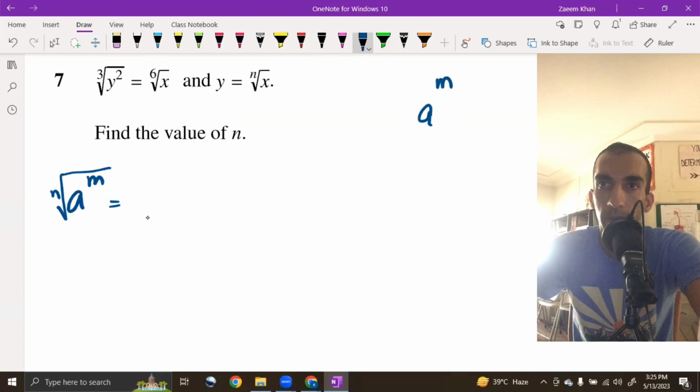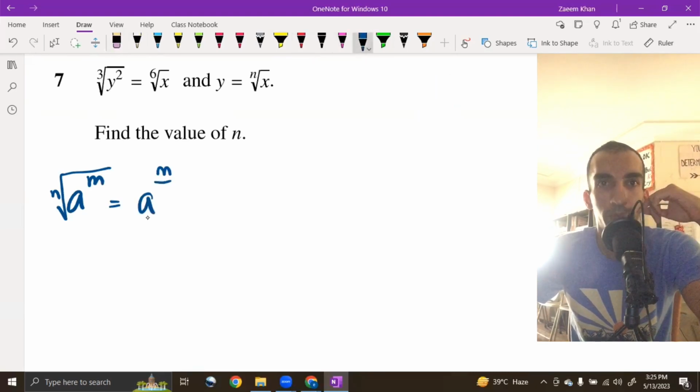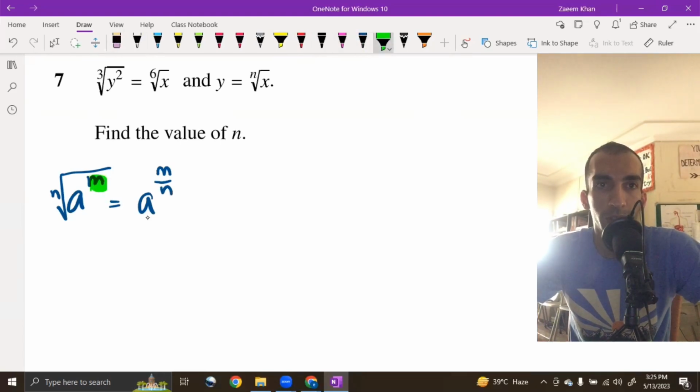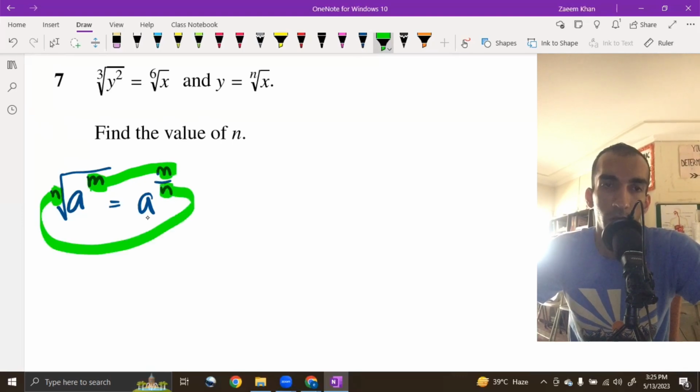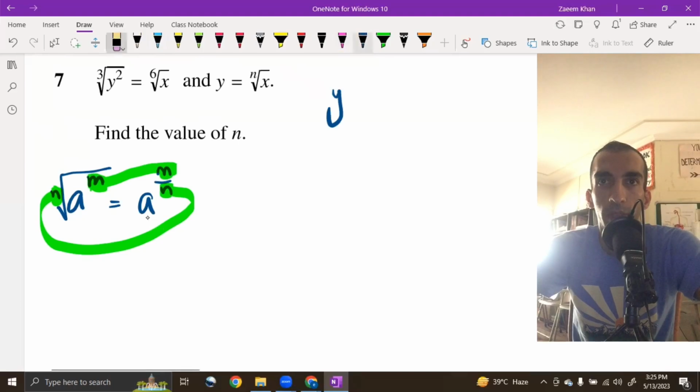How can I do that? What will this change into? A m over n. Excellent. Whatever is inside the radical sign goes in the numerator. Whatever is outside the radical sign goes in the denominator. Remember that? If I change this into a fractional index form, what can I write it as? Y raised to the power 2/3. 2 over 3. Excellent.